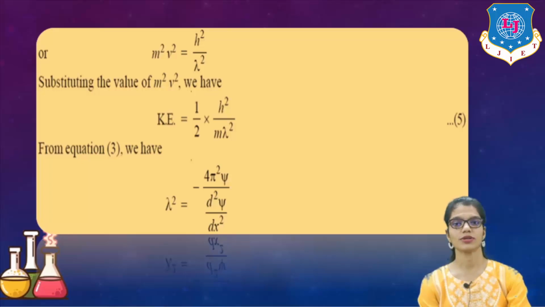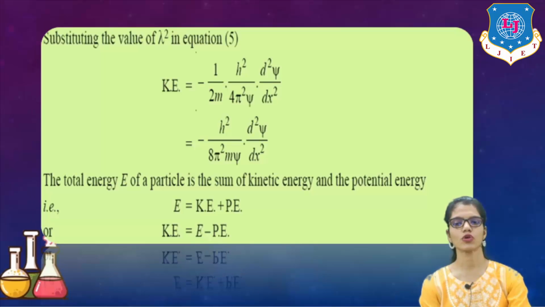From equation number 3, what we obtain is lambda square is equal to minus 4 pi square into psi divided by d square psi by dx square. This is our equation number 6. Go through it properly, as it gives us the idea of how it can be written. Okay? Now let's move on to the further.